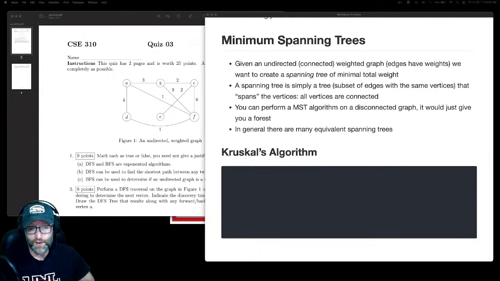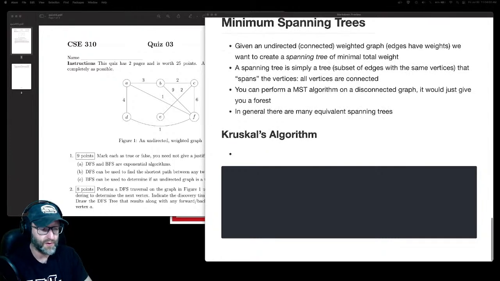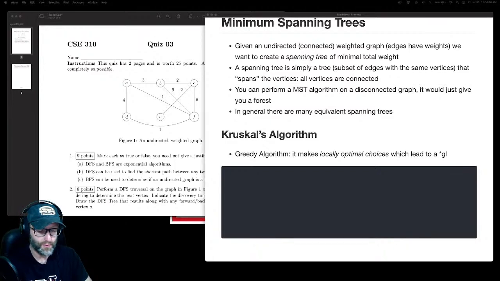Some of them, like Kruskal's here, are going to be efficient even if you're naive about it for the most part. But we'll talk about the details here shortly, and maybe even go into the details of the kind of data structures that you would want to use, a disjoint set data structure, on Monday. But Kruskal's is basically a quintessential greedy algorithm. It makes locally optimal choices, right? Which lead to a globally optimal solution, right?